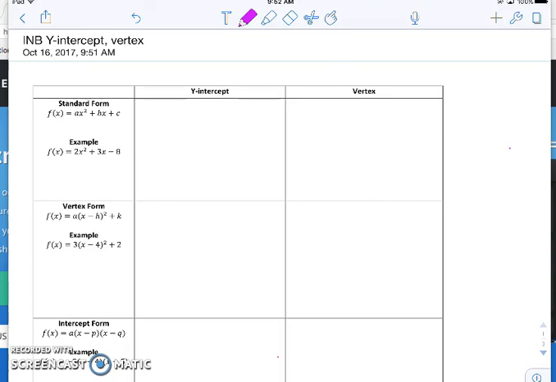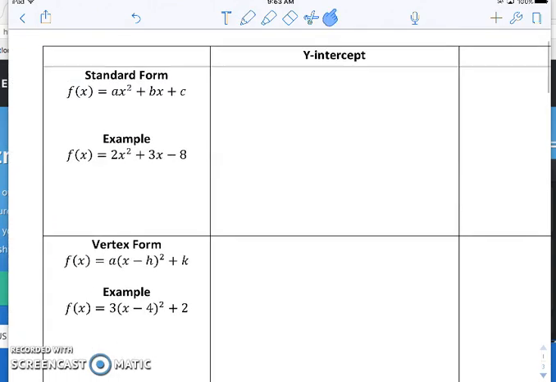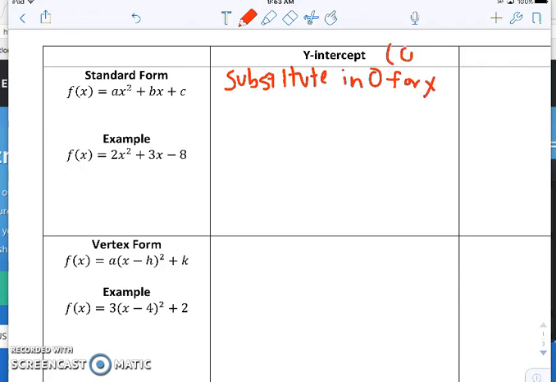So the last couple days we have focused on finding x-intercepts, so today we're going to focus on finding the y-intercepts. Now the y-intercepts are pretty easy to do, no matter whether it's in standard, vertex, or intercept form. For y-intercepts, all you need to do is substitute in zero for x, because we know all y-intercepts are of the form (0, some y value).